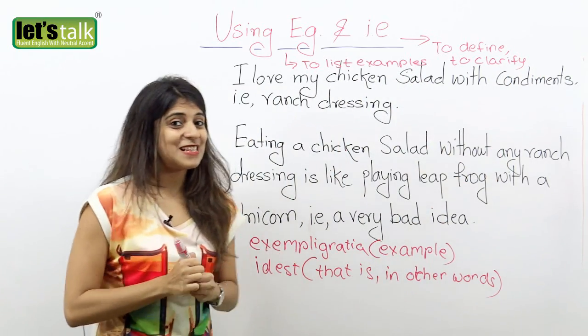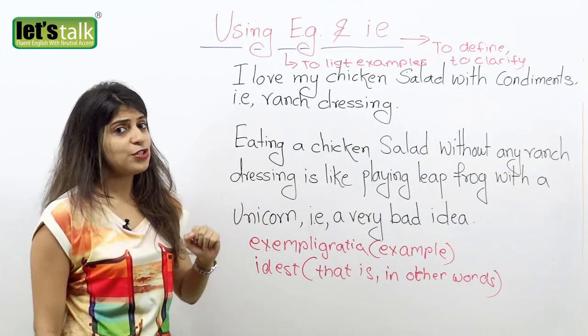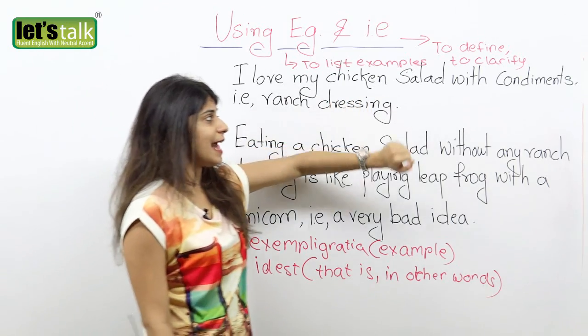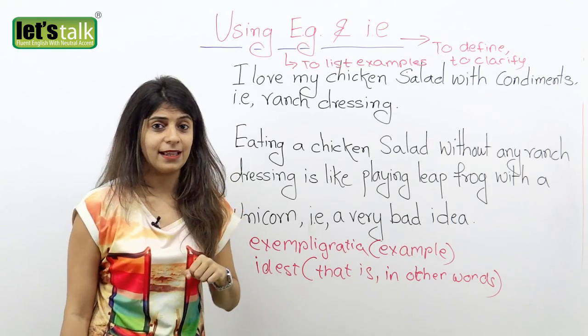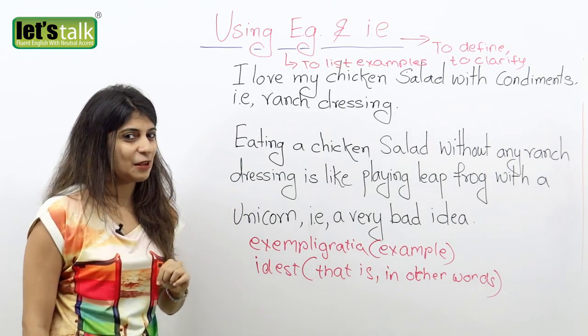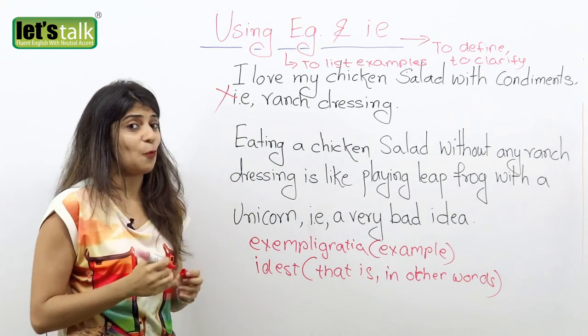Now let's understand this better with some sentences here. If you see the first one, "I love my chicken salad with condiments, i.e. ranch dressing." Do you think this sentence is correct? Well, it's not. I'll tell you why.